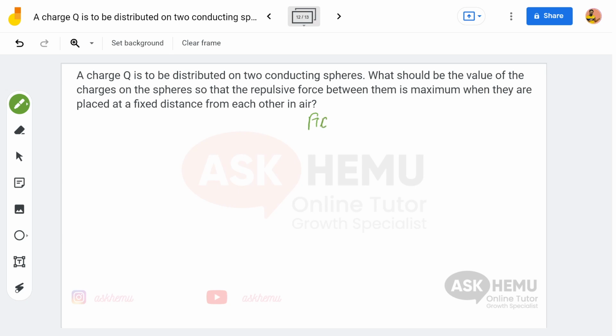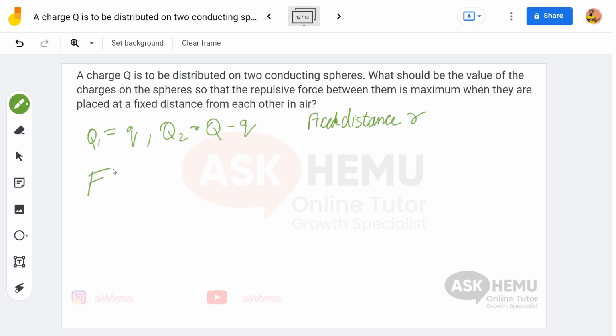So the fixed distance, we're going to assume that we are going to keep that fixed as r, and we also know that the total charge is capital Q, right? So if q1 is small letter q, then the value of q2 is capital Q minus q, since the total charge here is capital Q.